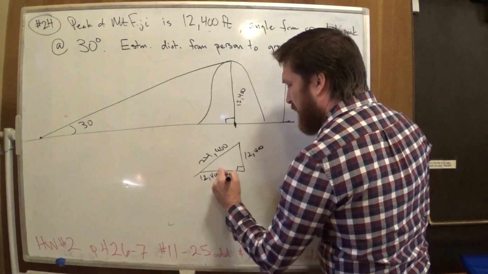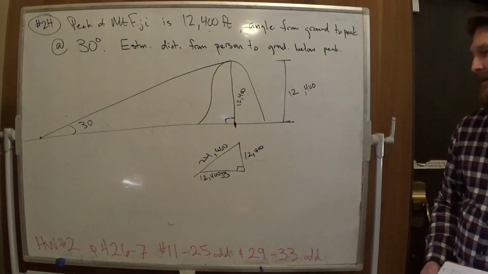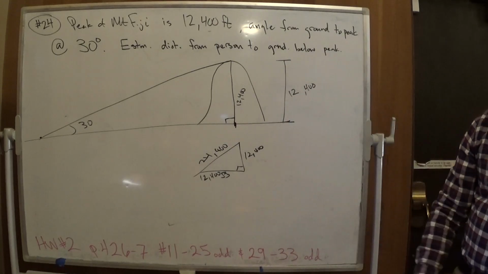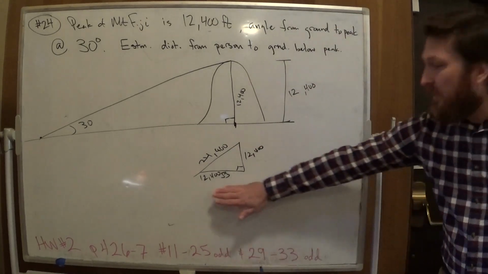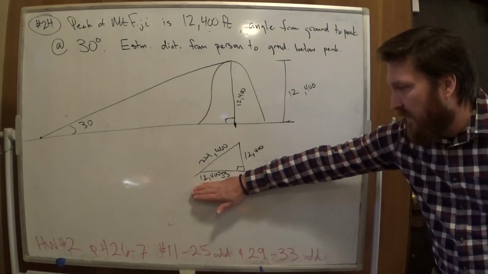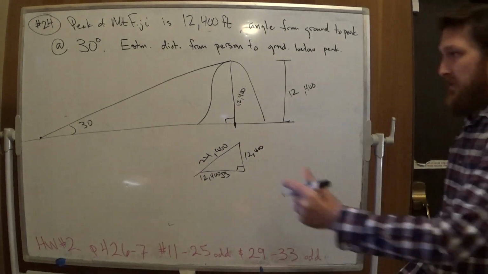12,400 times root 3. Now I haven't looked, but I'm sure in the back of the book it'll give you whatever that is, which is some number between 12,400 and 24,800. Whatever, you could do that. Or you could leave it exact. That's fine too.